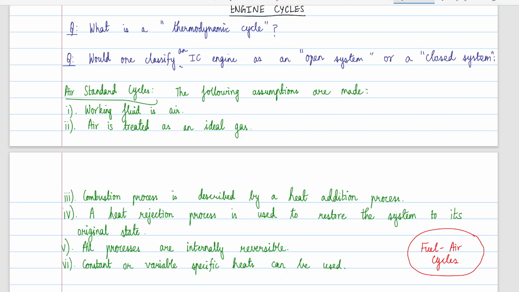Sir, is there any way to simulate the power consumption of a gearbox? Any of the simulation softwares? If I remember correctly, there is one simulation software called AVL Cruise. AVL Cruise is one of the softwares which allows you.